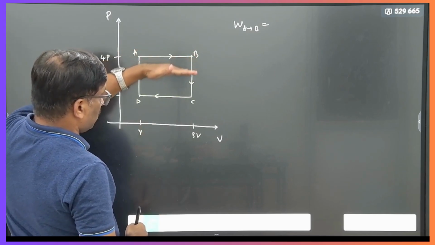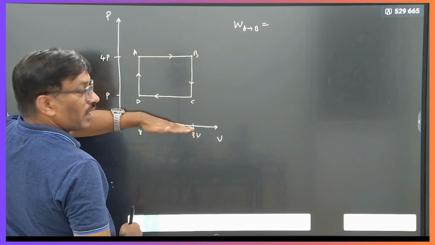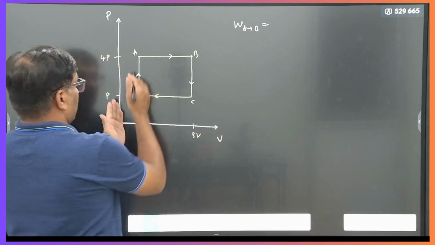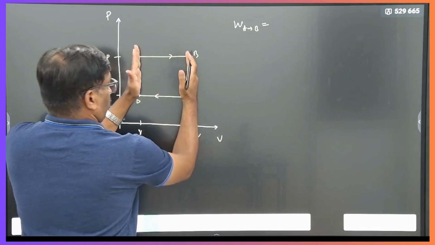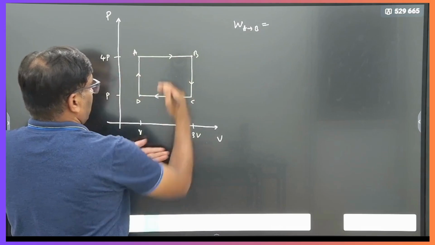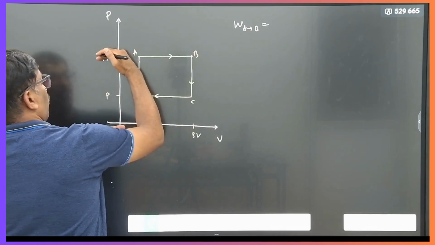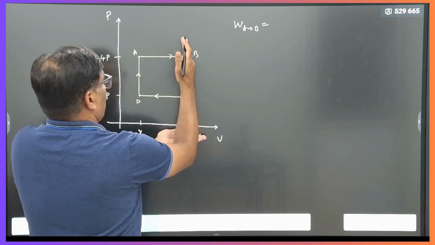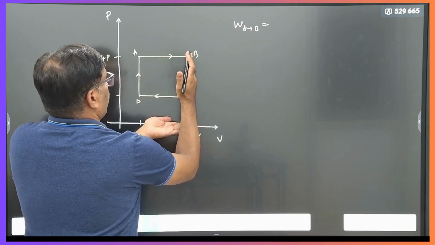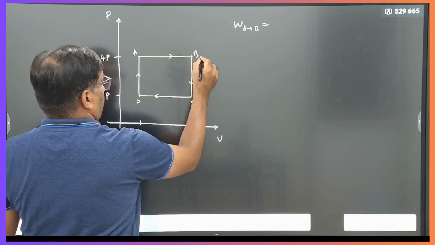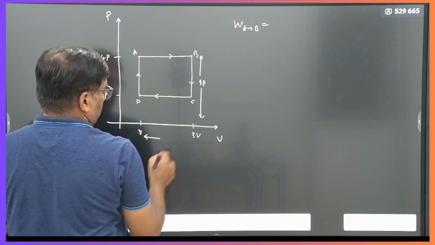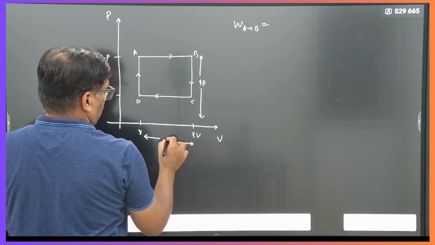From here to here, till here you have to calculate the work done, I mean the area. Clear? So till here, the full total area of this one. What is the area? This total height will be 4P. So this total height is equal to 4P here. And this total V is how much now? Therefore it is 2V. Clear?